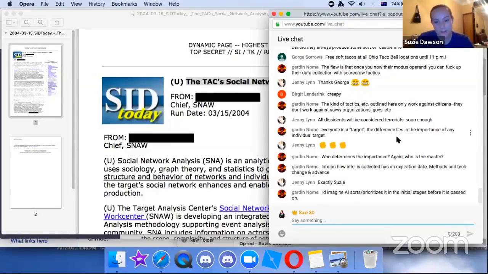Okay, so Garden Gnome is saying that AI sorts and prioritizes it in the initial stages. I'm considering the implications of this.